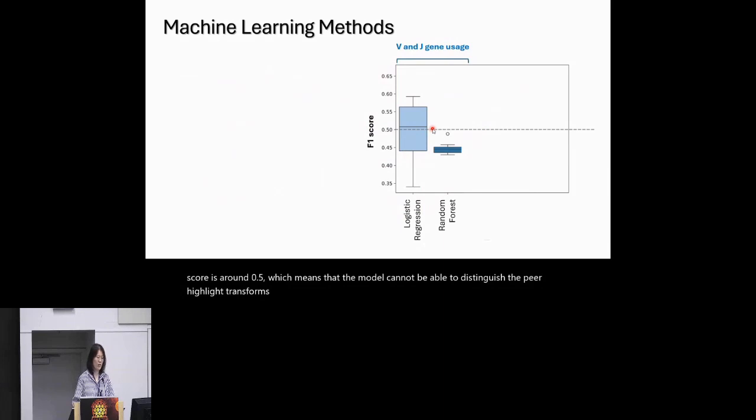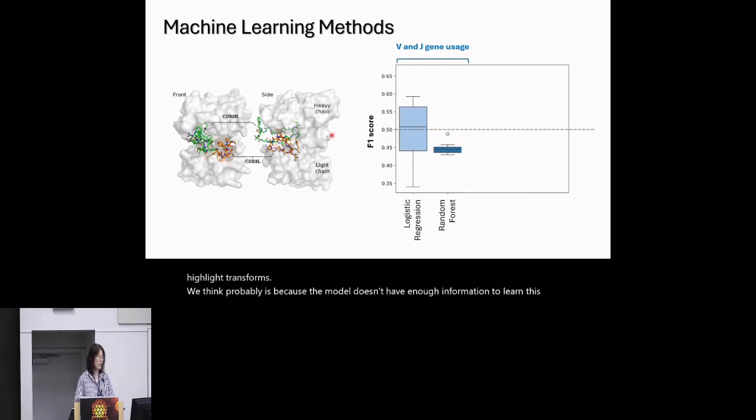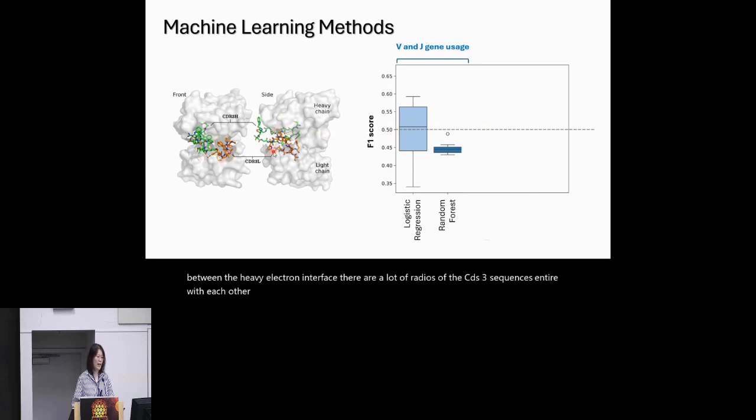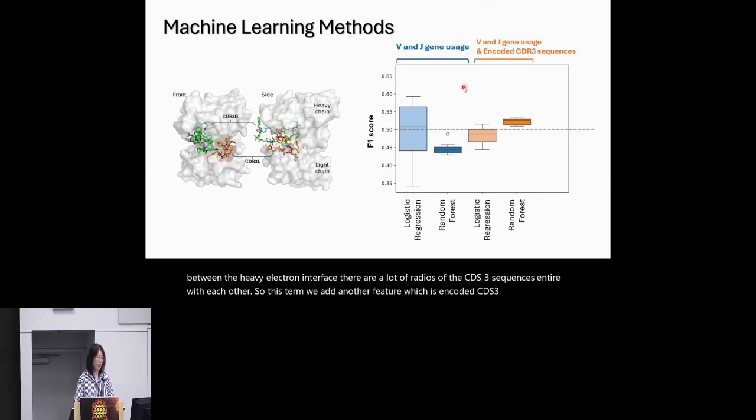We think probably it's because the model doesn't have enough information to learn this. Because if you take a closer look at the structure of the antibody, we can see that between the heavy-light chain interface, there are a lot of residues of the CDR3 sequences interacting with each other. So this time we added another feature, which is the encoded CDR3 sequences. For logistic regression, you can see that the performance is still not good. But for the random forest, the F1 score is slightly higher than 0.5. It's not ideal, but it means that there are some signals there, and there is hope that we can further improve this model to achieve our final goal.